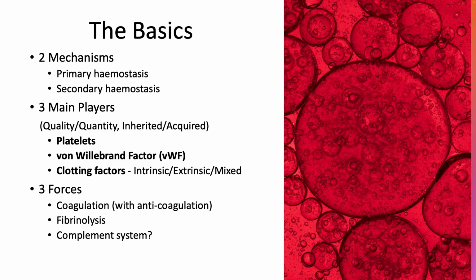When understanding the basics of bleeding, we need to keep a few things in mind. First is the mechanism. There are 2 mechanisms involving primary and secondary hemostasis. There are 3 key players involved, which are the platelet, von Willebrand factor, and clotting factor. They differ in terms of whether you're talking about quality or quantity, and whether it's an inherited condition or an acquired condition.